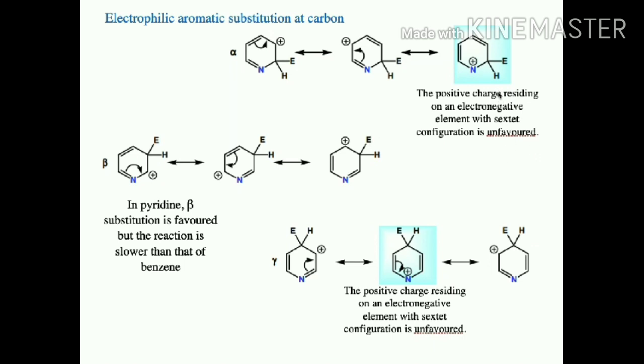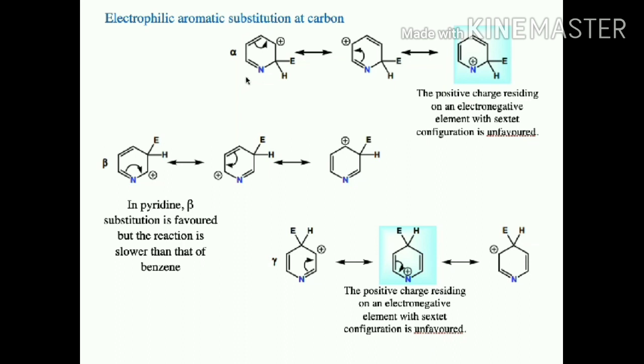Okay, so in both alpha and gamma position the positive charge will be placed on the nitrogen. Already that nitrogen is sextet, so it cannot bear that positive charge. So these two are unfavored reaction intermediates. Such a case is not possible in the case of beta substitution. Hence it is going to react at the third position, but it is slower than that of benzene. So this is the reason why, under drastic condition, it undergoes electrophilic aromatic substitution at carbon.